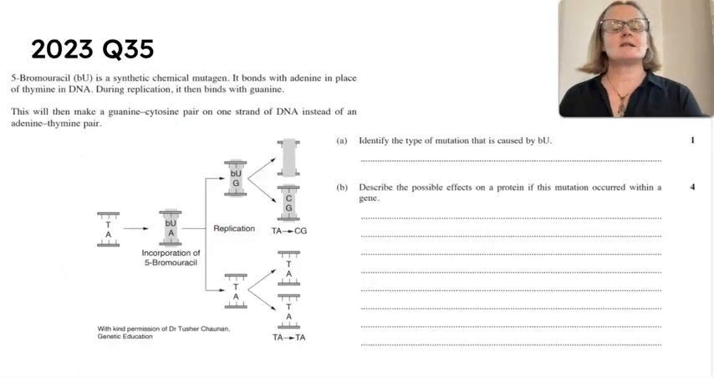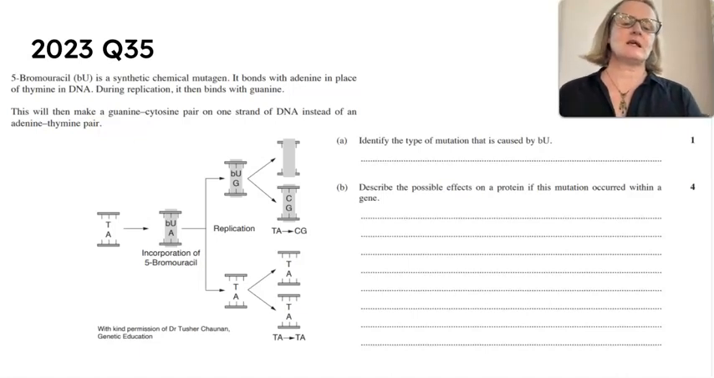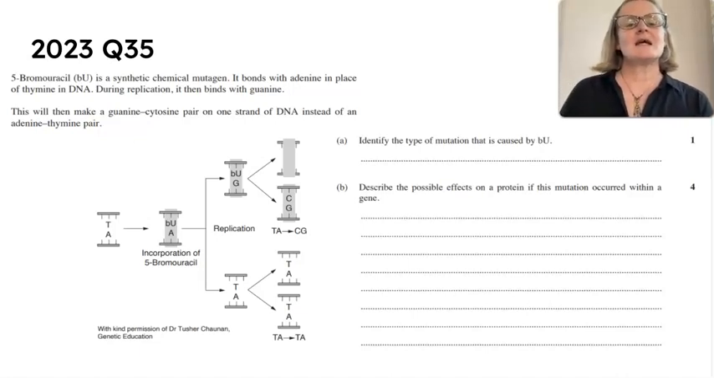So let's have a look at the last question on the 2023 paper. That's question 35, and it's another stimulus question. So this time it looks like it's from module 6. It's about chemical mutagens. Now, don't panic.